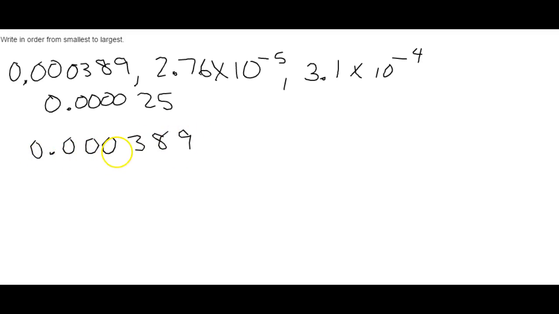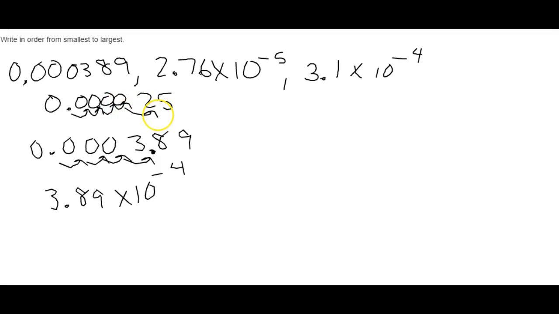So 0.000389, we want the decimal to end up right after the 3, which is 4 spaces to the right. 3.89 times 10 to the negative 4. Then we do the same thing with the 0.000025. That was 5 spaces. So this is 2.5 times 10 to the negative 5th.